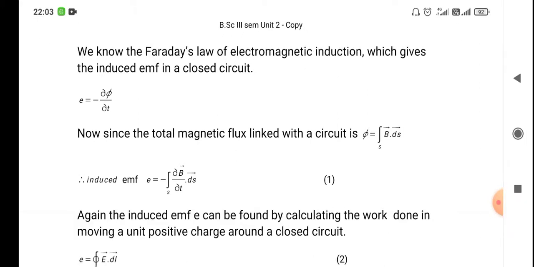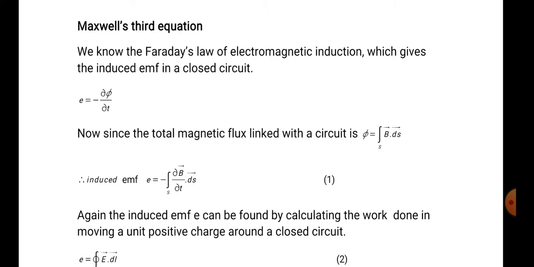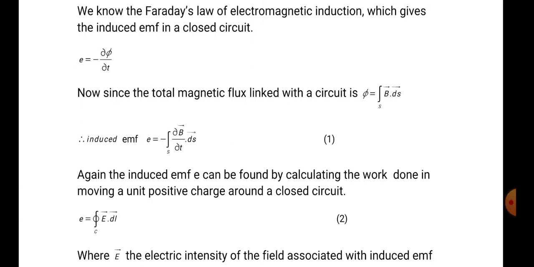Again, the induced EMF can be found by calculating the work done in moving a unit positive charge around a closed circuit. It means that E is equal to the closed line integration of E bar dot dl bar, and this is equation number 2, where E bar is the electric intensity of the field.